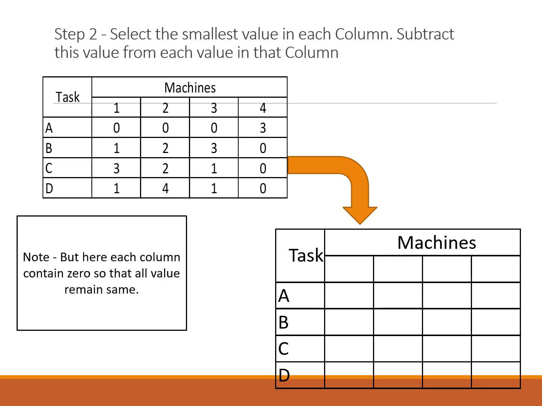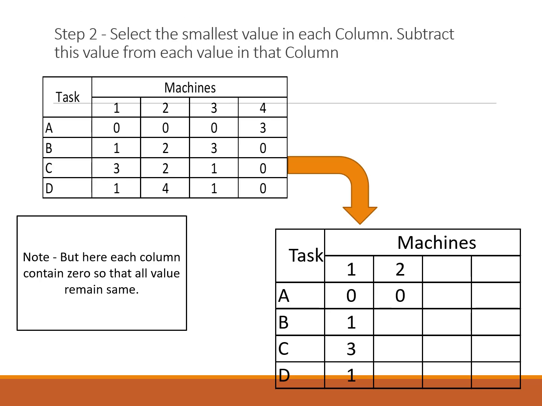See, in the first column, machine 1, the minimum is 0. Machine 2, again the minimum is 0. Machine 3, in column 3, the minimum is 0. And machine 4, again the minimum is 0. So all values remain as they are. First column: 0 minus 0, 0; 1 minus 0, 1; 3 minus 0, 3; 1 minus 0, 1. Move on to the next column, column 2.